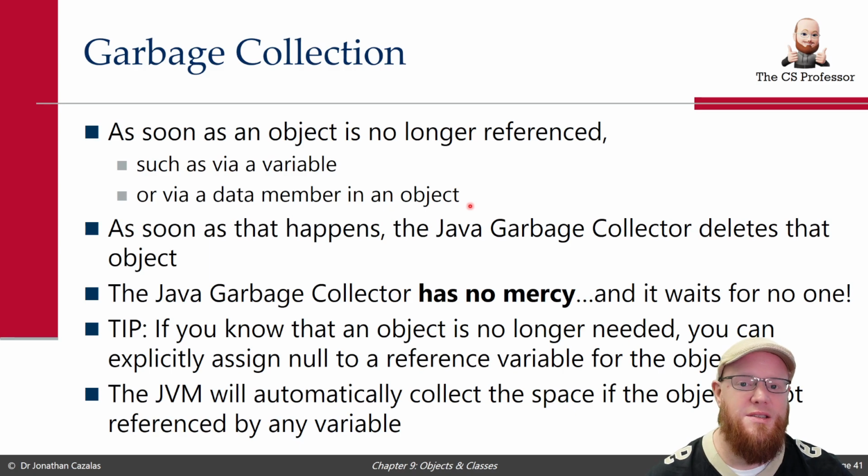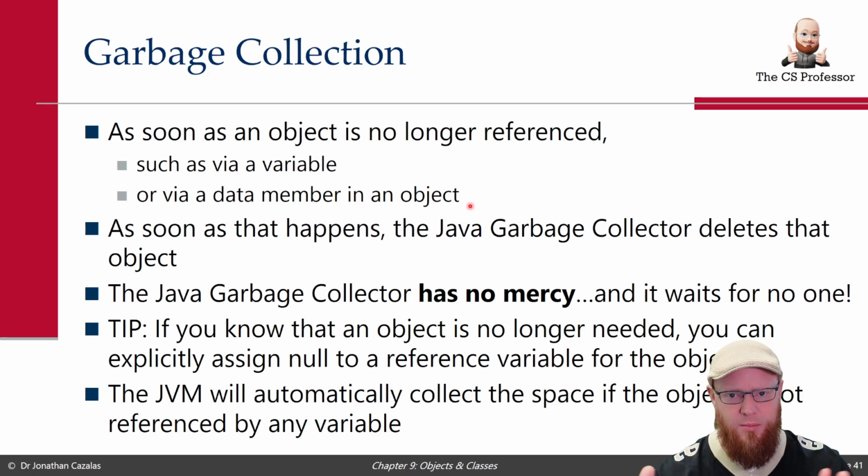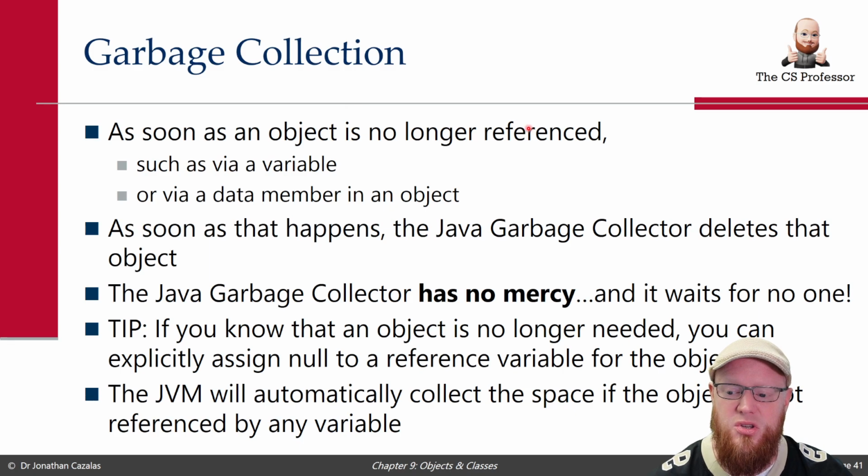So as soon as an object is no longer referenced, meaning normally a variable like C1 would point to an object, or if you have a student object and you say Student s = new Student, so s is pointing to that new student object, right? Well, as soon as s no longer points to that student object, for whatever reason, maybe you did something in your code and s no longer points to that student. So as soon as an object is no longer referenced, what happens?